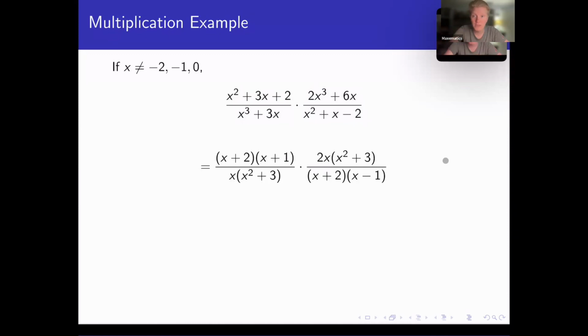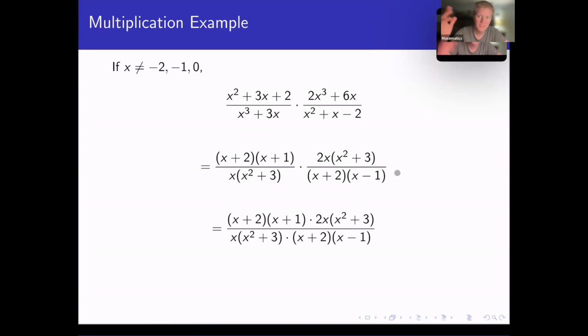Now, multiplication for rational expressions works exactly like it did for regular fractions. Multiply the numerators across, multiply the denominators across. Okay, so x plus 2 times x plus 1 times 2x times x squared plus 3, x times x squared plus 3 times x plus 2 times x minus 1. And this is where our job is nice and pretty. If you had tried to multiply these numerators, you would be getting an x to the fifth term, a lot of different terms that you wouldn't know how to factor in the end.